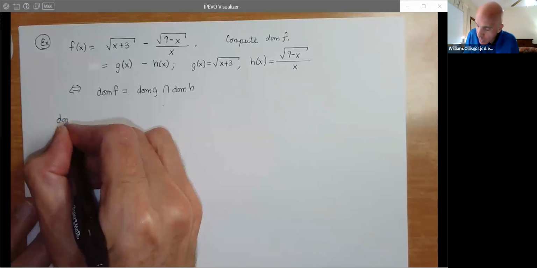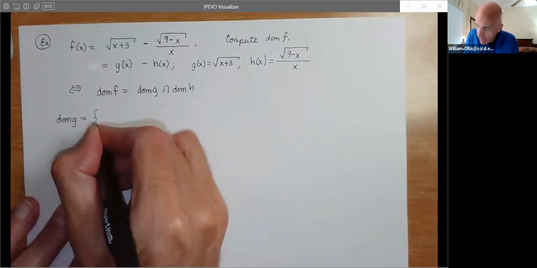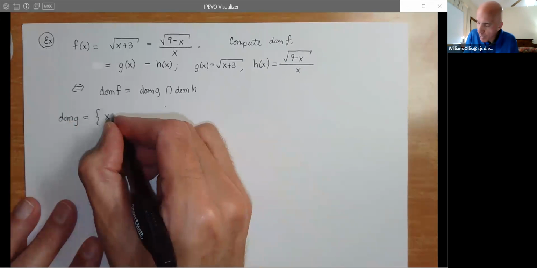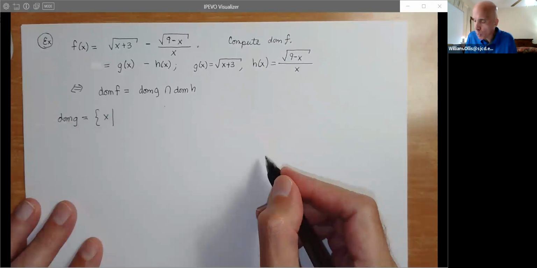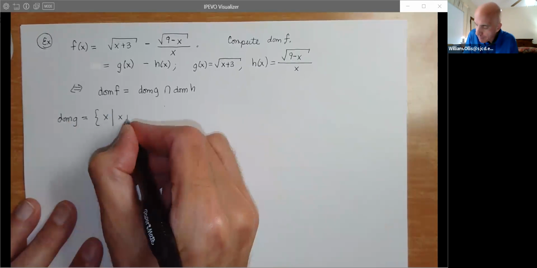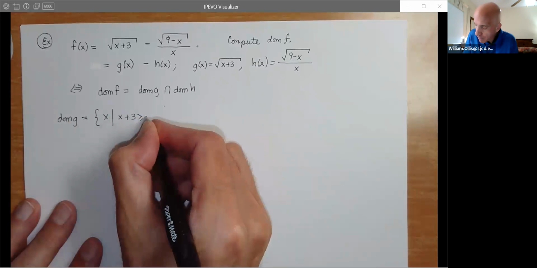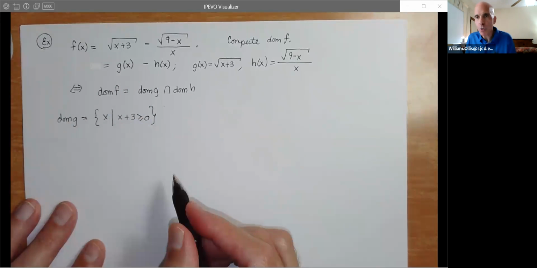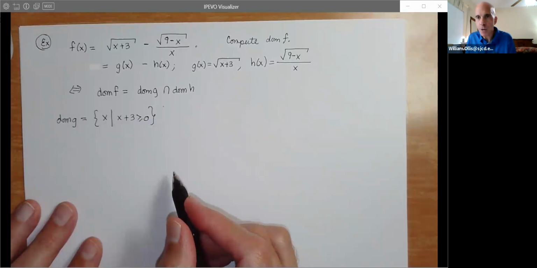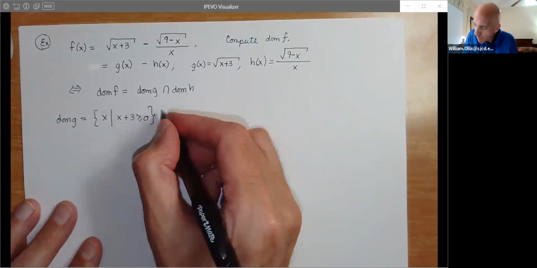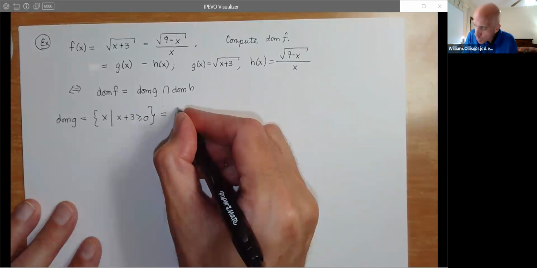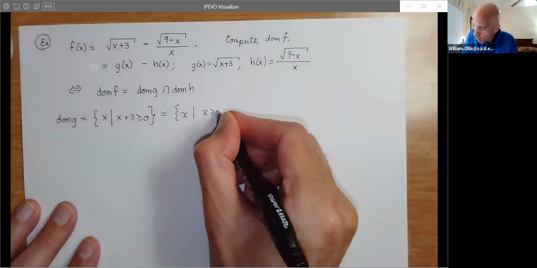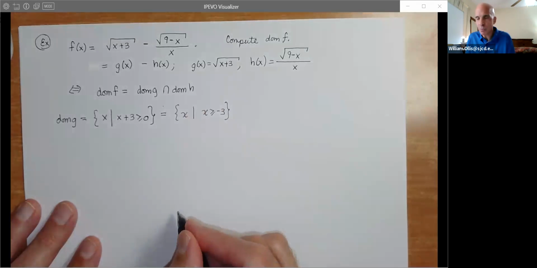So the domain of G, that'll be all x. We're assuming real, so we won't put element of R, just to write a little bit less work. X plus 3 is non-negative. We know that we have to take square roots of non-negative real numbers if we want the result to be real. But then, of course, this will just give us x such that x is greater than or equal to -3. I went ahead and wrote that out, even though I think you know that.